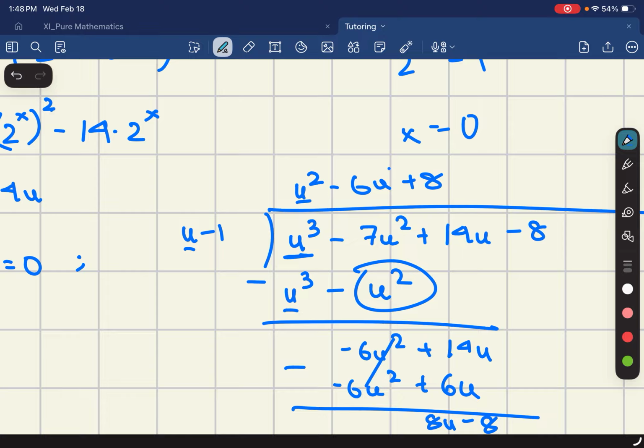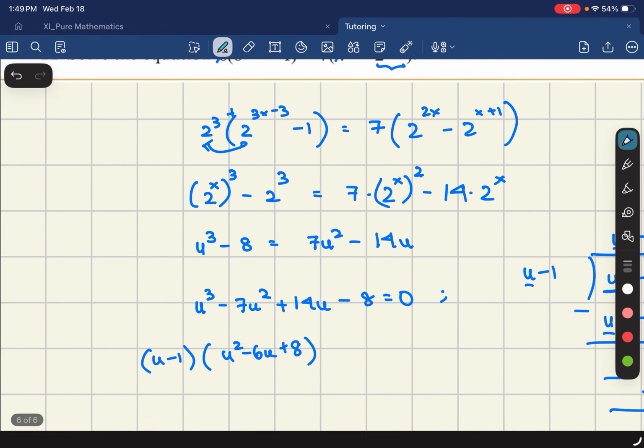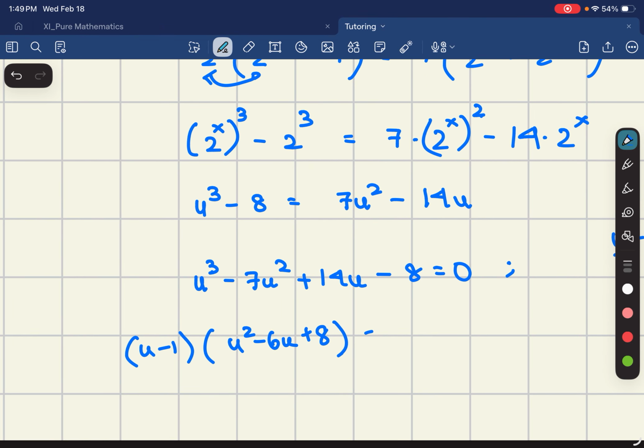So if I multiply by minus 6u, I get minus 6u squared. And then when I multiply, I get plus 6u. And then I subtract. So this goes to 0. And 14u minus 6u gives me 8u. And then I just bring my minus 8 down. And lastly, if I multiply by 8, I get 8u minus 8. So u squared minus 6u plus 8. That is 0. And I have u minus 1 times this. So you can factor this out.